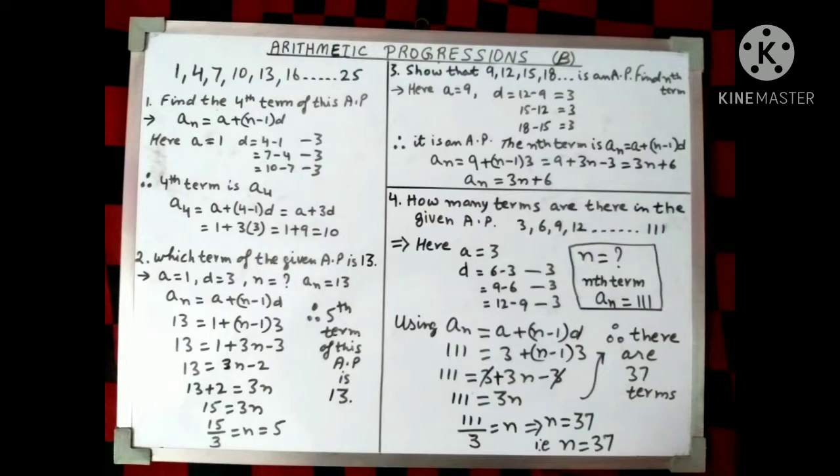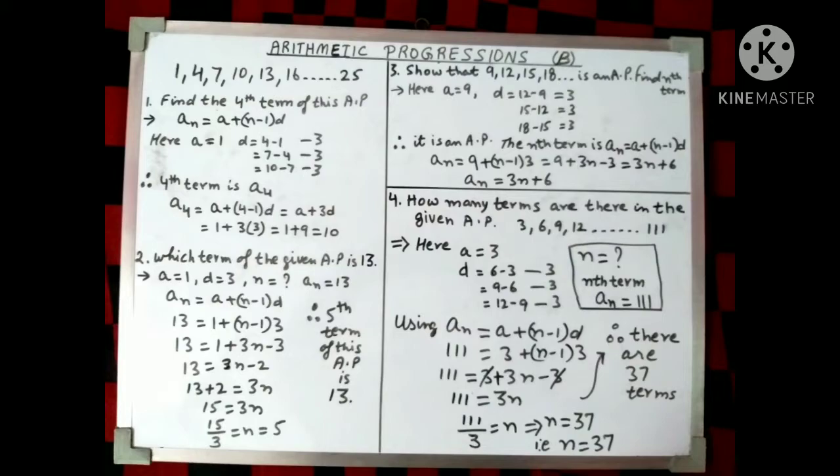An is equal to a plus (n minus 1)d. This is the general formula, the formula for the nth term. We will put the respective values. 13 is equal to 1 plus (n minus 1) times 3. 13 is equal to 1 plus 3n minus 3. In the next step, we get 13 is equal to 3n minus 2.